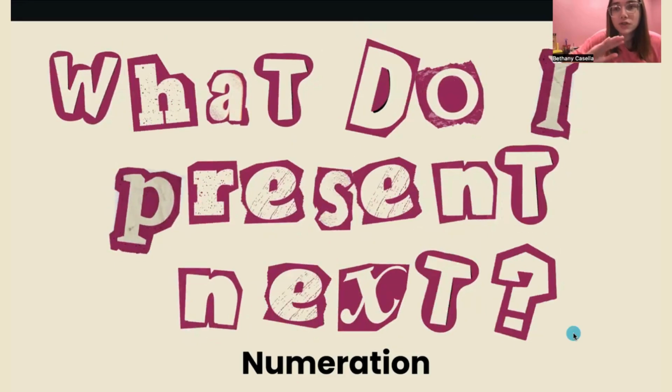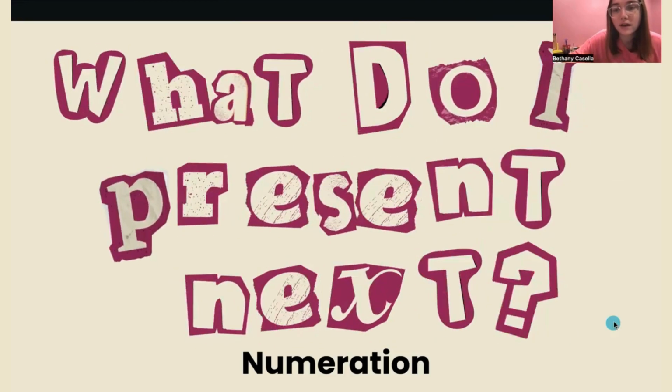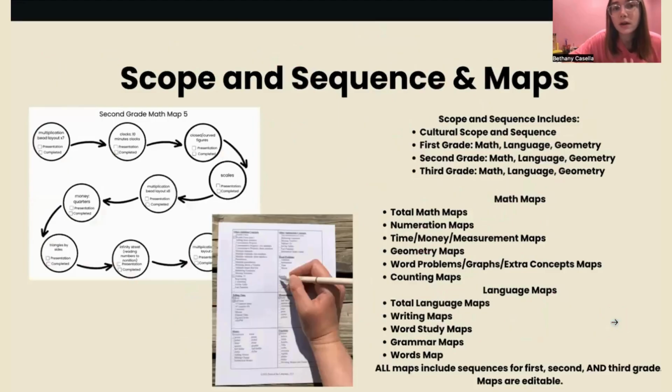I will go through each grade level and what I do in each grade level. So first I'm going to talk about my scope and sequence and maps. So the scope and sequence looks like this. It's a bunch of pages. It has the cultural scope and sequence, and then math, language, and geometry for first grade, math, language, and geometry for second grade, and math, language, and geometry for third grade. And then for the maps, each one of these maps has multiple maps in it. There's about an average of 10 in each one. Some go up to 13 maps and some go up to, I believe, 8 or 9.